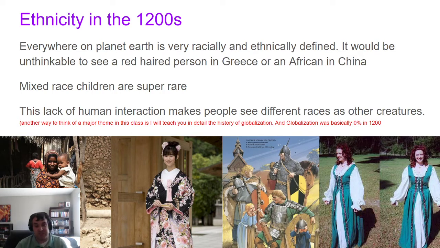Mixed race children are also super rare. There's a whole lot of superstition about different ethnic groups and different people getting along. And this lack of human interaction definitely makes people treat each other with racism and a whole lot of different attitudes. It's definitely something that's a huge problem.